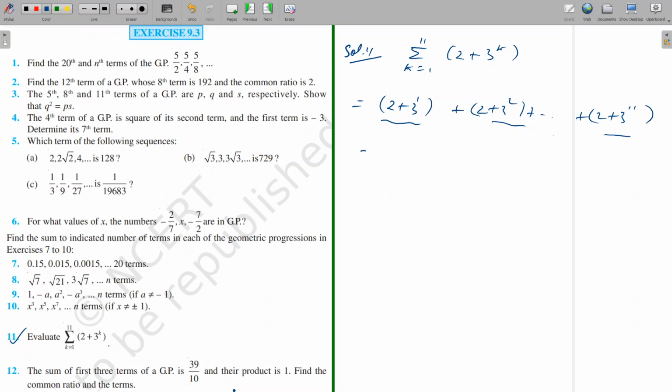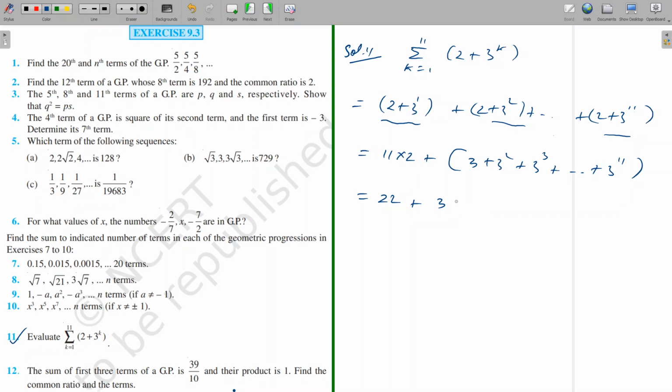11 times. So this we can rewrite as 11 into 2 plus, and this 3, 3 square, 3 cube will make a geometric progression. So we'll write that as 3 plus 3 square plus 3 cube plus so on till plus 3 raised to 11. So this will become equal to 22 plus, and here we can use the formula of Sn. So what is the formula of Sn? A into, what is A here?